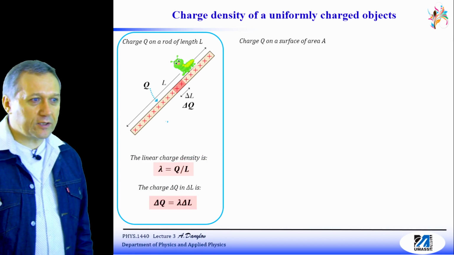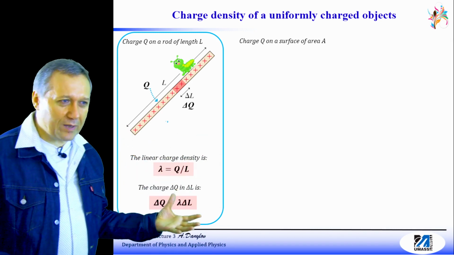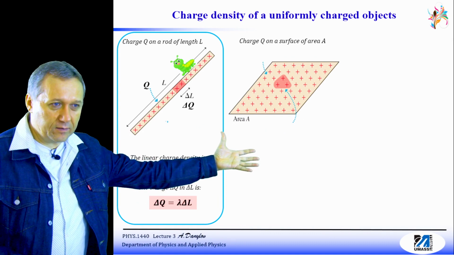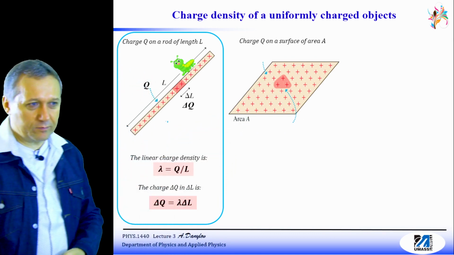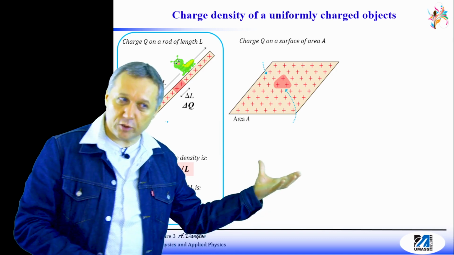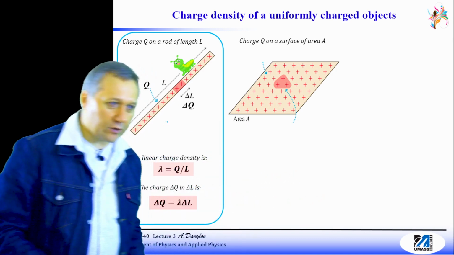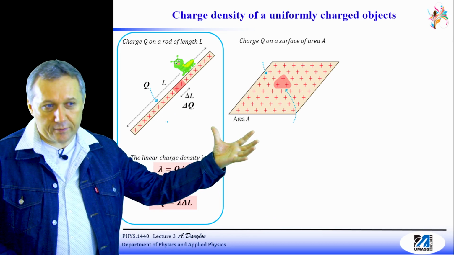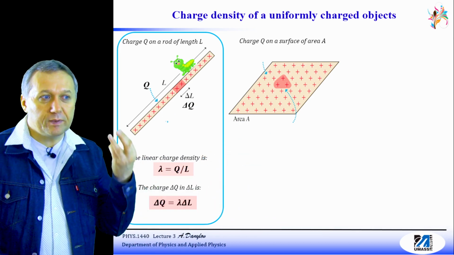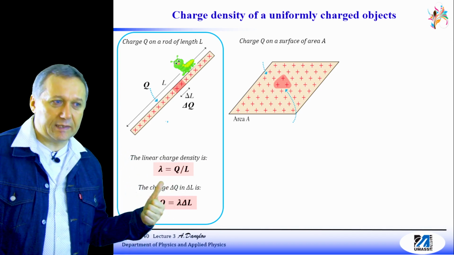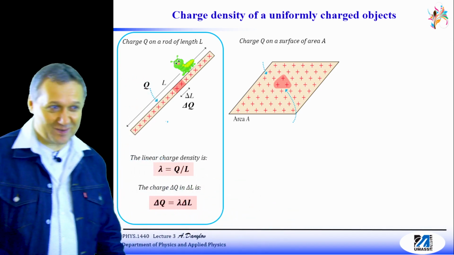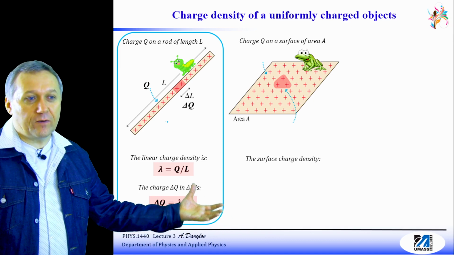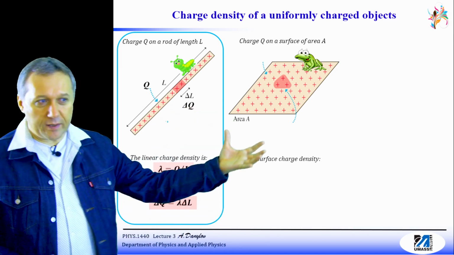Now let's increase the number of dimensions. Now let's say we have a two-dimensional situation. We have some surface of area A uniformly charged. So we have again uniform charge distribution, but now it's a two-dimensional situation. We have a surface like a table charged. And again, let's assume that we know the total charge Q and the total area A. So now how can we introduce what is called surface charge density? Here we had linear charge density, now surface charge density. The same way, take the total charge and divide it by the total area.